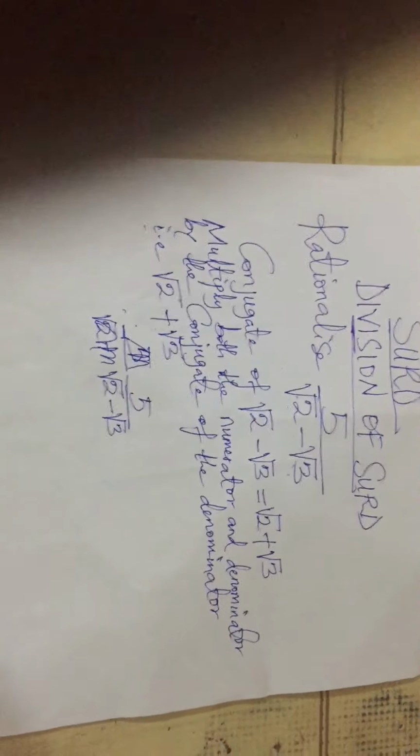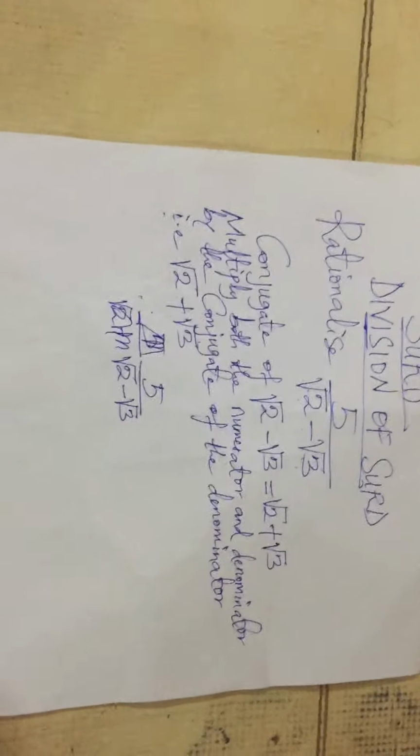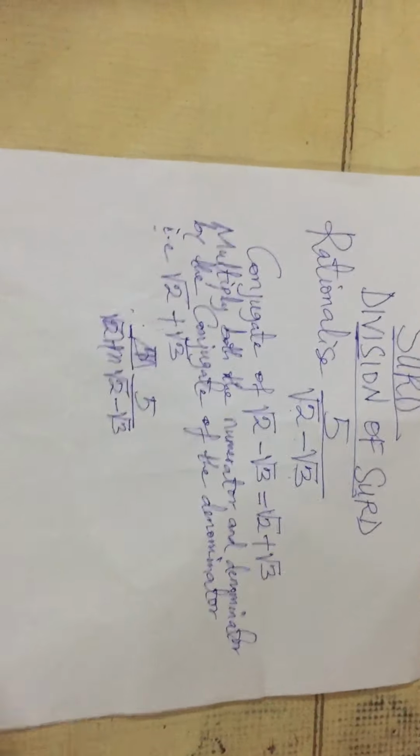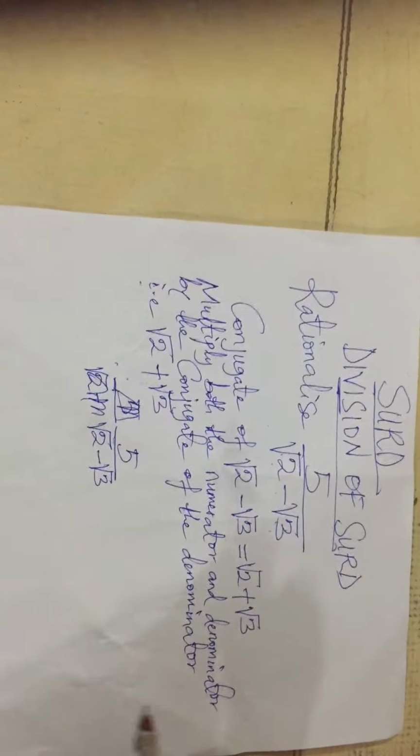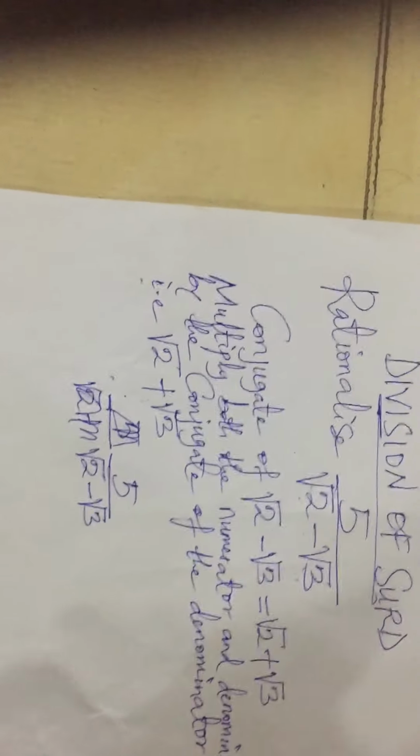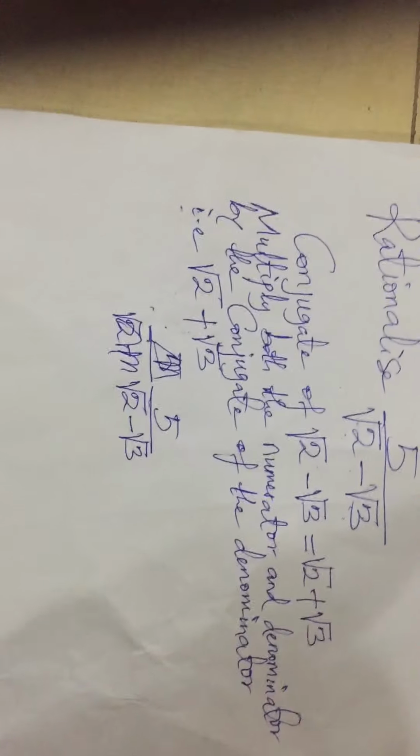So I have to slide the phone so that the students will see what I am writing very well. Now, the question is already written here. The students are asked to rationalize 5 over root 2 minus root 3.